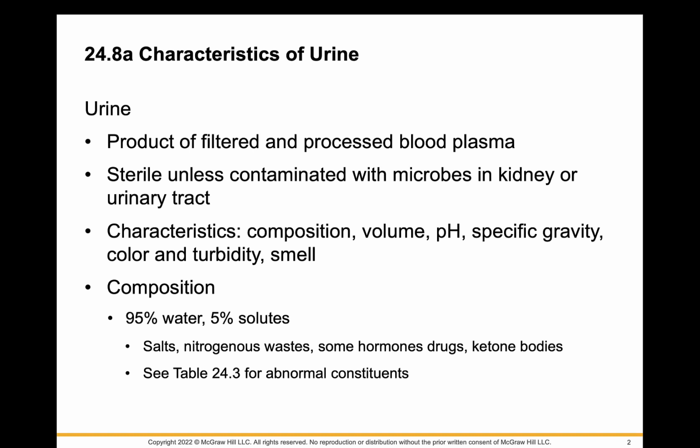The first thing is the actual composition of urine. Urine is made up 95% of water and 5% solute. These solutes consist of salts, nitrogenous waste, some hormones, some drugs, and ketone bodies. Table 24.3 lists a number of abnormal constituents that are common and found in urine.